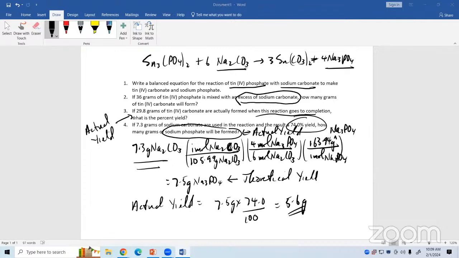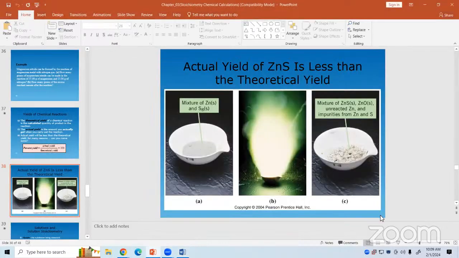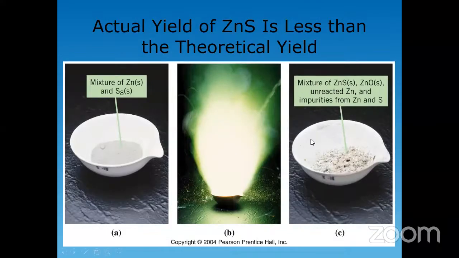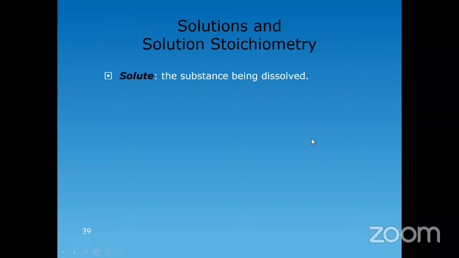Okay, so let me move on, continuing our discussion here. Okay, so now we're going to talk about solutions and how they relate to the stoichiometry that we covered earlier. So we all know what solutions are. Solutions are homogeneous mixtures of two or more substances. They can be considered to be made up of two parts. You have the solutes and you have the solvent.